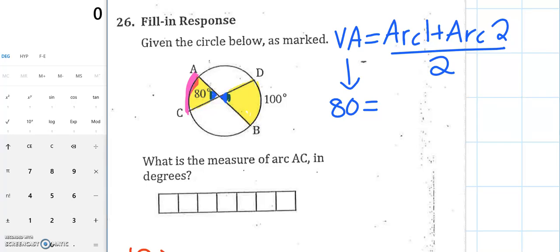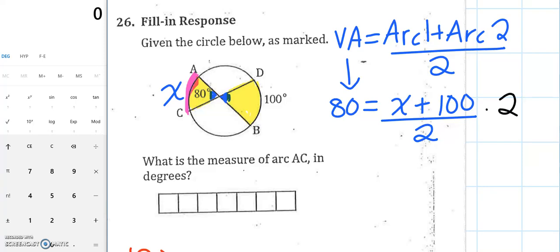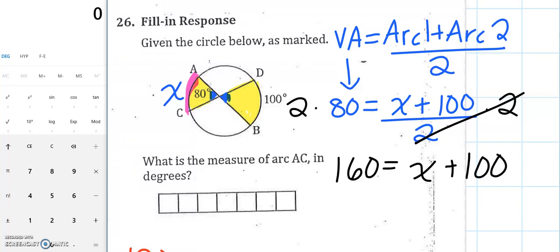Arc 1 and arc 2, well, one of the arcs is missing, so we'll call it x, and then the other arc is 100. So we're going to write down x plus 100 divided by 2. Now we need to solve algebraically. So multiply both sides by 2 so we can get rid of the denominator. We have 160 equals x plus 100. We're going to subtract 100 from both sides, so we're left with 60 for x. And that's the measure of our arc. Okay, let's move on to the next question.